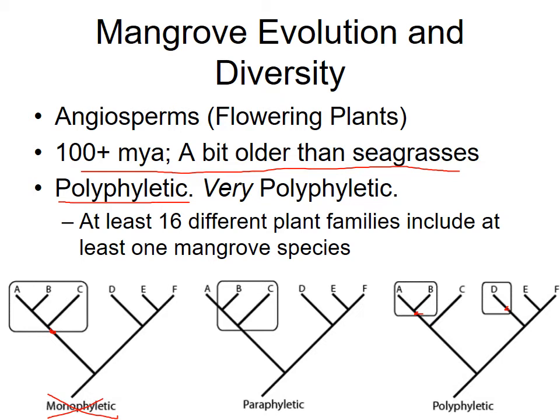And so there are 16 different plant families that include at least one mangrove species. So that means that this evolution of the ability to live in salty waterlogged soil among woody vegetation has evolved at least 16 different times. So there are at least 16 points on the evolutionary tree where there's the evolution of the ability to live in salty waterlogged soil.